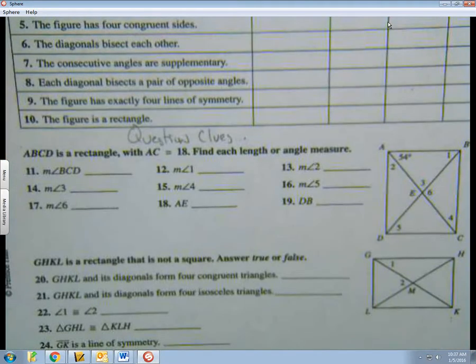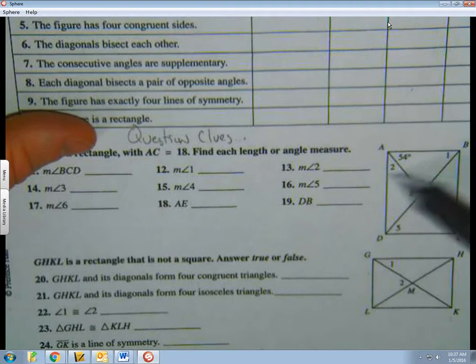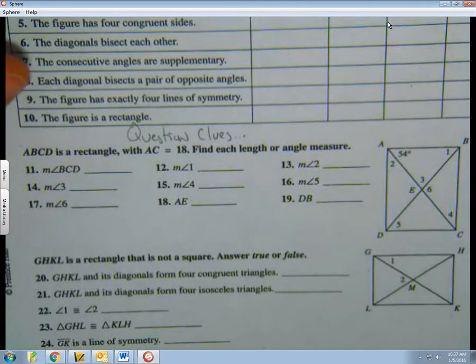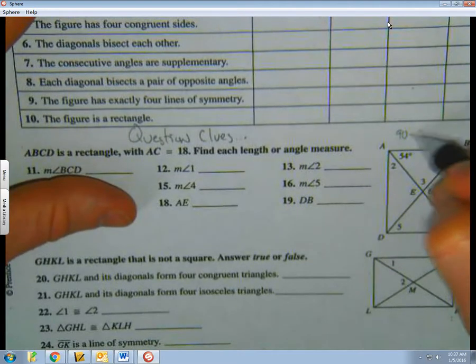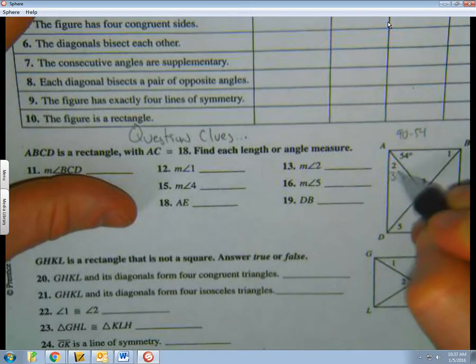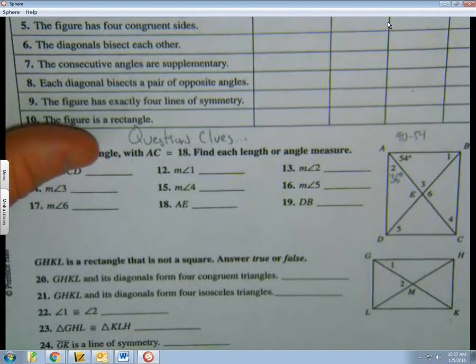Okay, so like I started this and I was like, well, that's 54, and I know this whole thing is 90 because it's a rectangle. I know that property of a rectangle. So I go 90 minus 54 is 36. So I knew that, right?